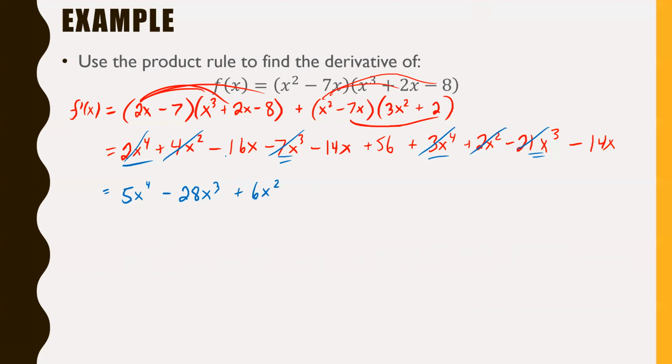And then for these ones, negative 16x minus 14x, and then minus another 14x. Well, negative 16 minus 14 is negative 30. Negative 30 minus 14 is negative 44. So that's negative 44x. Bingo, bango, bongo. Those things are gone. And then guess what? We just got that plus 56 left over. Boom. You can just settle in there.